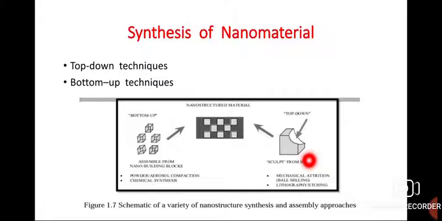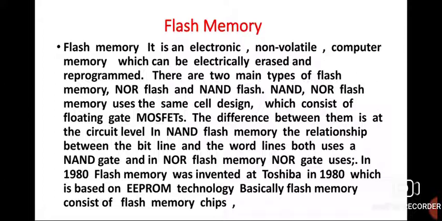Let us move toward the second type, that is the top-down approach. So what is meant by the top-down approach? Let us start our explanation from this direction towards this one. Initially you have a bulk material. That bulk material can be broken down into nanostructured material, and after that you get the nano-size material, nano blocks. So the direction from this side to this side provides you the top-down technique, and the direction from this side to this gives you the bottom-up technique. So this is the synthesis of nanomaterial. Get it now?